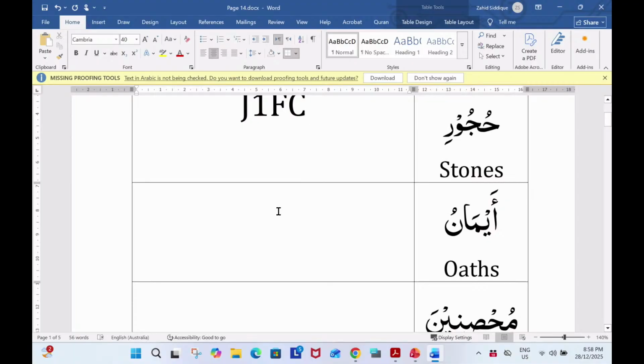Okay, let's do the next one. Rayan, I need your help again. Can I read the word? Yes, please. Aymanu. What is the meaning of Aymanu? Oaths. So now, is it singular or plural? Plural. Why? It's because it's more than one. So is it a normal plural or a broken plural? Broken plural.